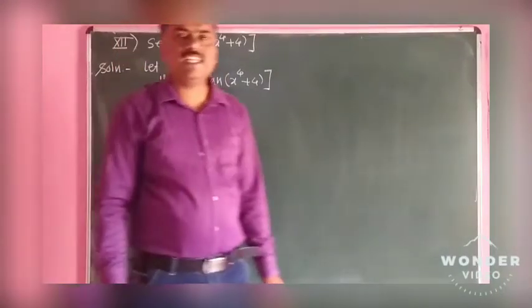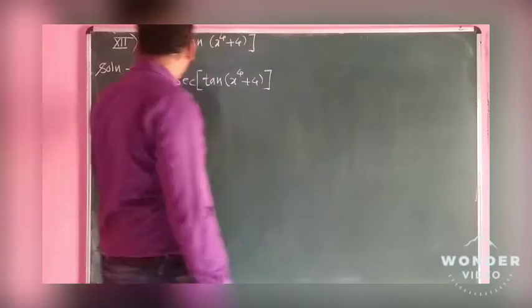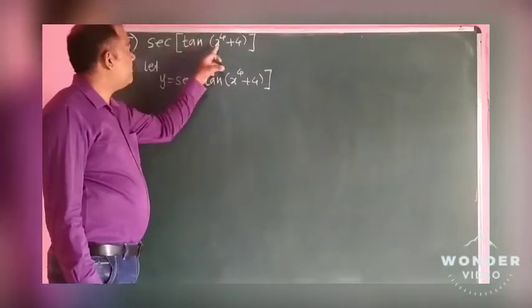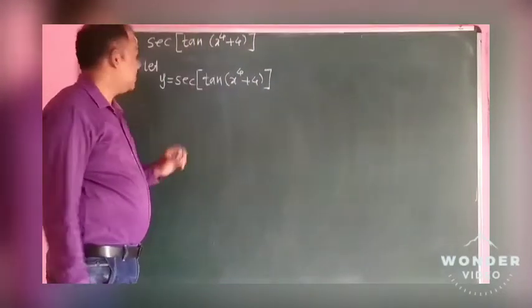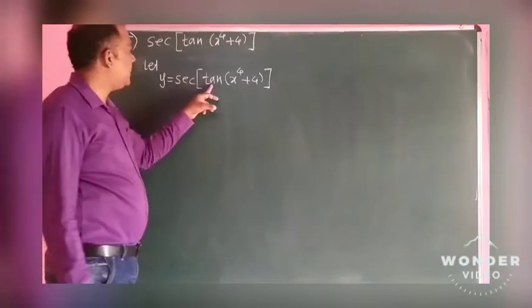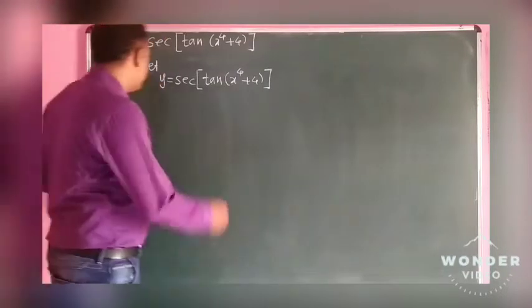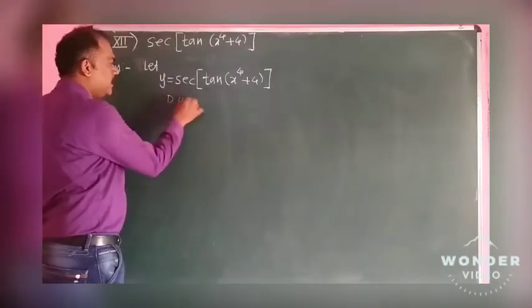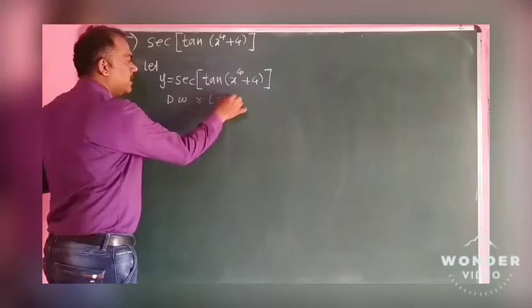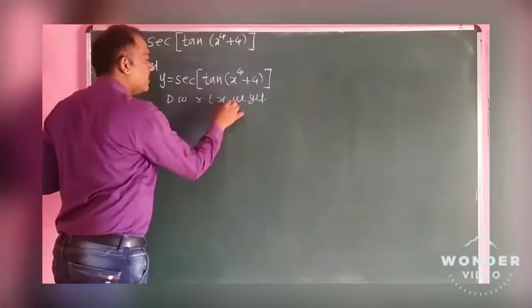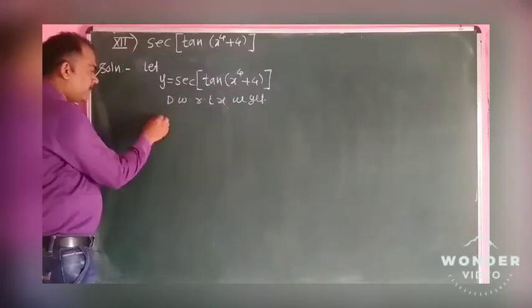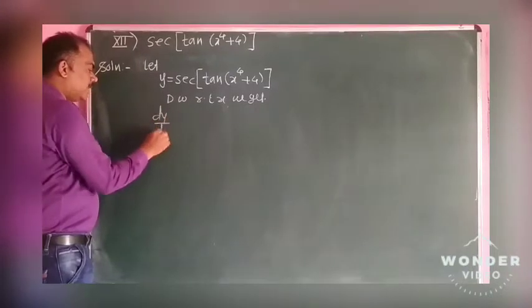Next example is example number 12. What is example number 12? Sec of tan of x raised to 4 plus 4. Let y is equal to sec of tan of x raised to 4 plus 4. We have to differentiate with respect to x. Differentiation of y with respect to x is dy by dx.